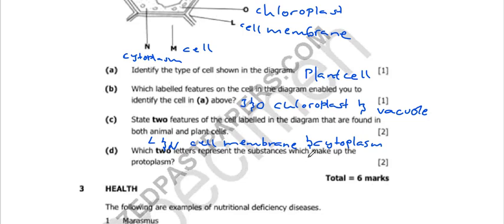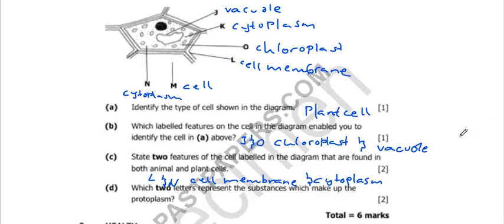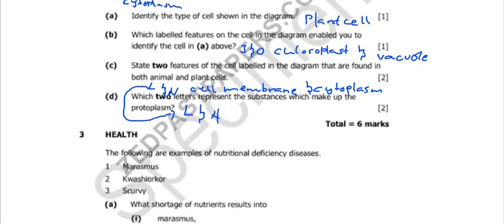Which two letters represent substances which make up the protoplasm? Well, if we look at it again, the protoplasm is simply made up of the nucleus, the cytoplasm, and the cell membrane. So the same answers that we have here will apply here, which are L and N being the cell membrane and the cytoplasm. So as I said, this wasn't really labeled well. So you can say K and L, which will still be the cell membrane and cytoplasm. Or you can say N and L to still be the same.